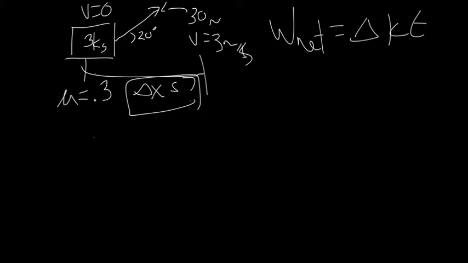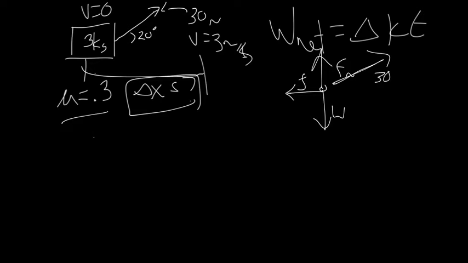Okay, so let's start with a free body diagram. And so we have the weight, we have the normal force balancing it out, we have some friction pulling back, we have a coefficient of, we'll say, kinetic friction of 0.3, and then we have it pulled up at an angle with a force of 30 newtons.